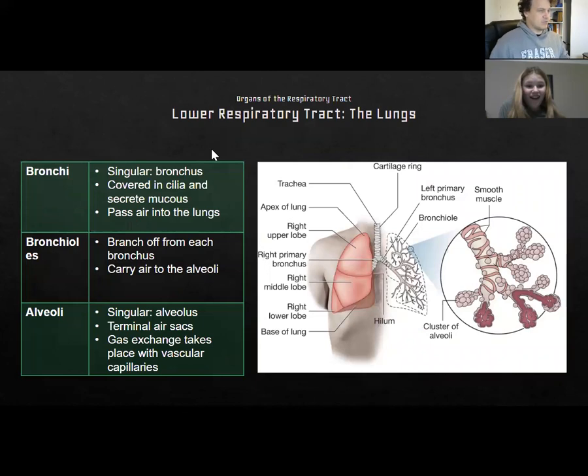So we get down into the bronchi. The air passes through the bronchi. Again, there's mucus and cilia to catch anything that we don't want to go down into the lungs. Then we have the bronchioles, which branch off from each of the bronchus. So these two here. Then the alveoli are on the end. There's the capillaries running around here. And this is where the gas exchange happens.